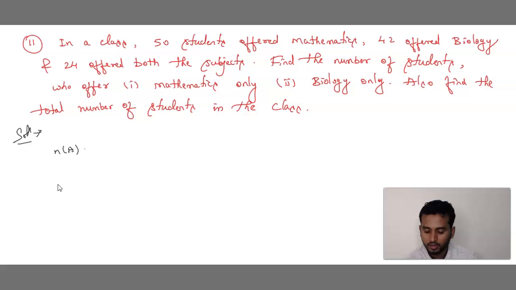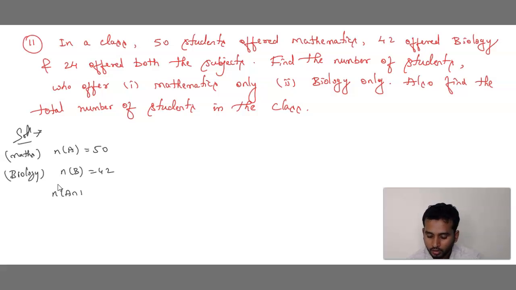That is n of A. How much is n of A? 50. 50 students, maths. I'll write in bracket n of A. 42 offered biology. So how many students offered biology? That is n of B. That's nothing but 42. n of B is 42. 24 offered both. Both means n of A intersection B, that is 24. Now the question is, find the number of students who offer mathematics only.